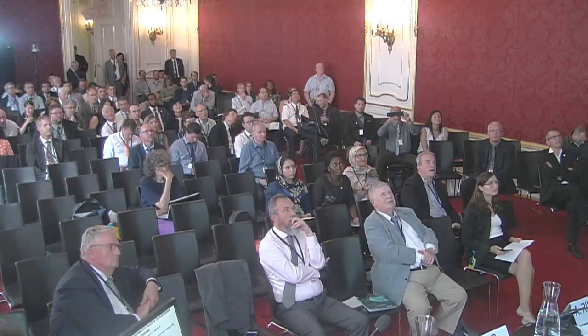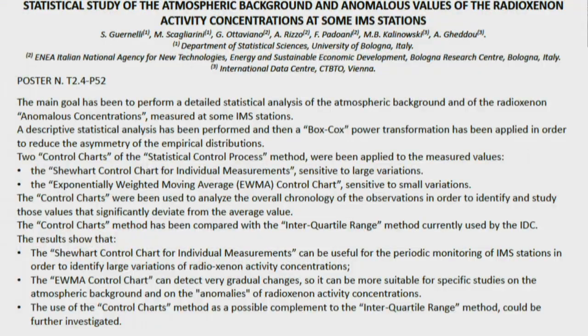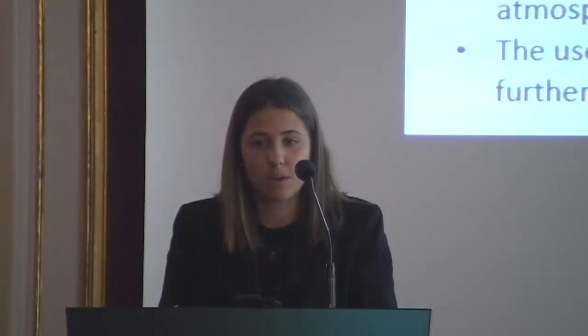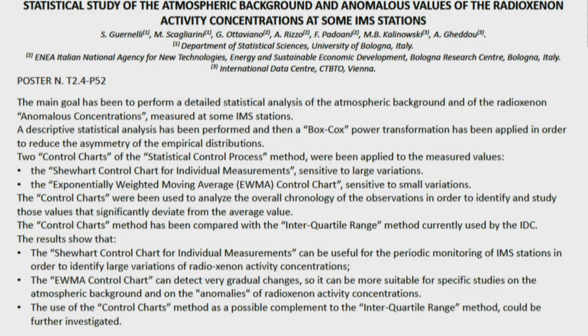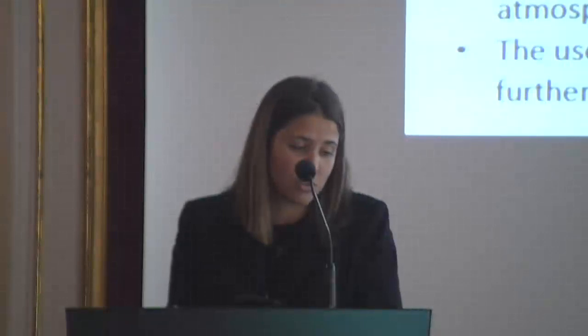Good afternoon. The main goal of this study has been to perform a detailed statistical analysis of the atmospheric background and of the radioxenon anomalous concentrations measured at some IMS stations. After making a descriptive analysis, two different types of control charts were applied to the overall chronology of the observations: the Shewhart chart, sensitive to large variation, and the EWMA chart, sensitive to small variation. These two charts were applied in order to identify and study those values that significantly deviate from the average value of the radioxenon concentrations.